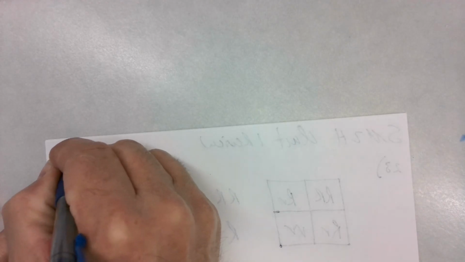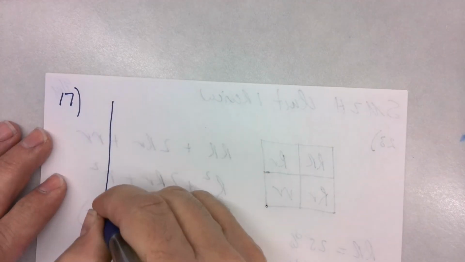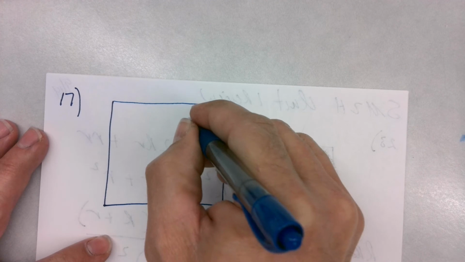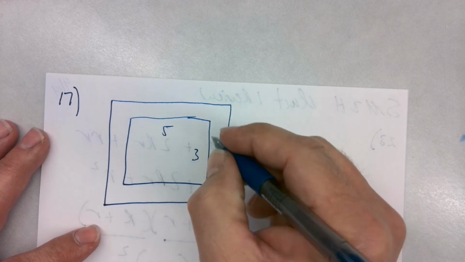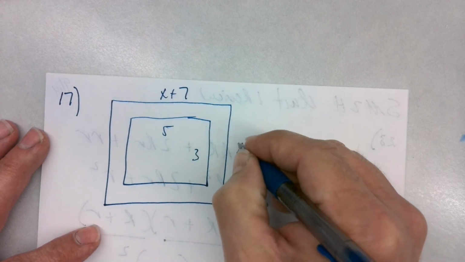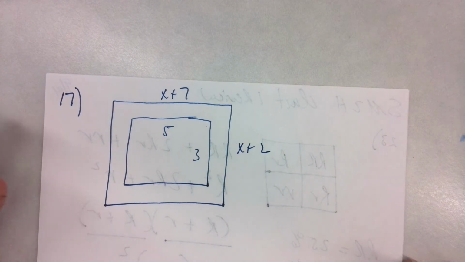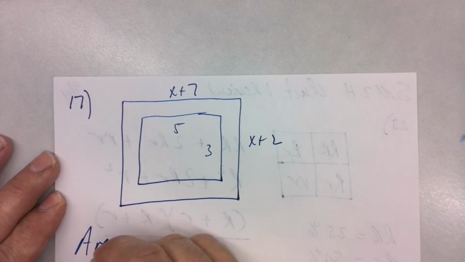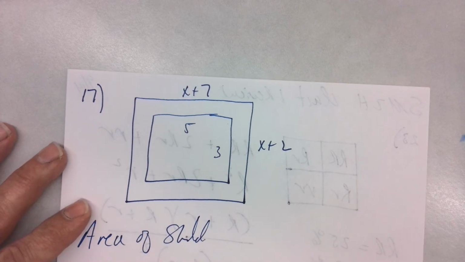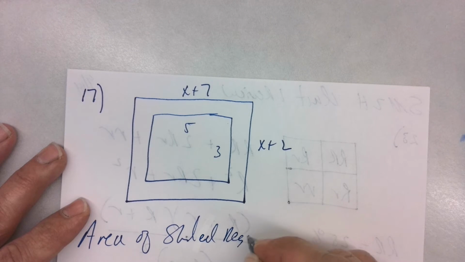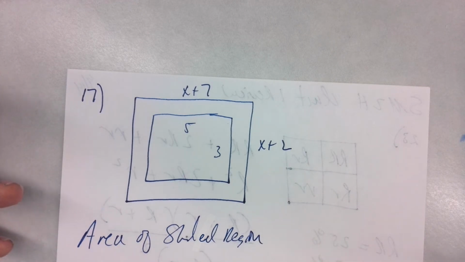I'll get you started. So look, this is what I got. I got basically a picture frame here, correct? Looks something like this. This is 5, this is 3, this is x plus 7, this is x plus 2, right? Now, I want to know just the area of the shaded region. Well, if I was going to write that in words, how would I do that? How would I figure that out if I was going to explain it to somebody in words?